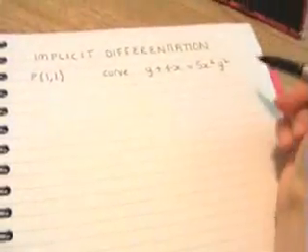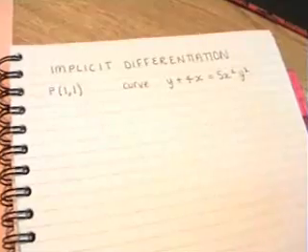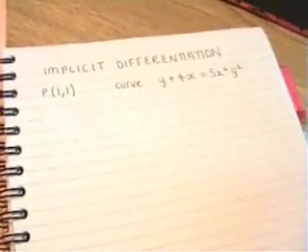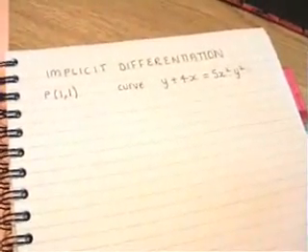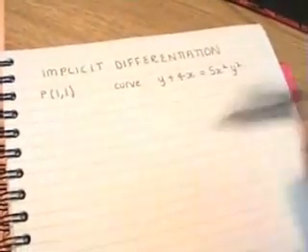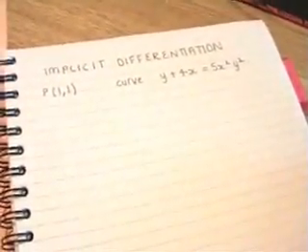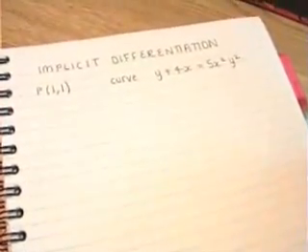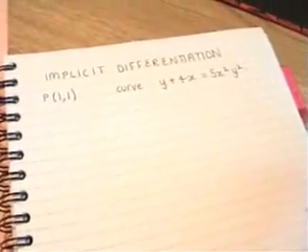Okay, I'm going to attempt to show you a bit of implicit differentiation. This is for AQA Core 4, but I think Edexcel and OCR do it as well, though I wouldn't know because I'm doing AQA. This is from the June 2007 paper, question 5.